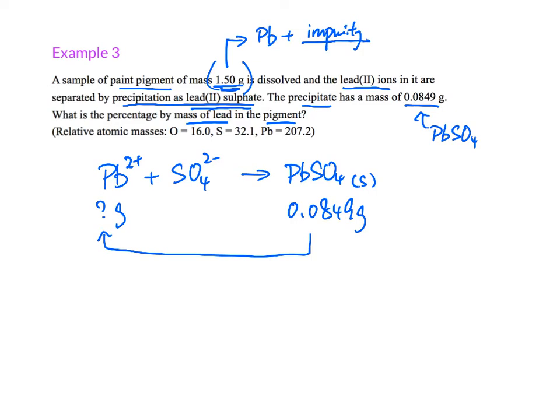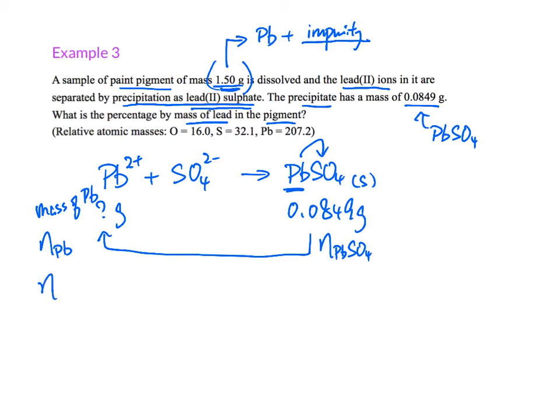So you have two ways to do this. First of all, you can find the number of moles of PbSO4, then find the number of moles of Pb, and then find the mass of Pb. So this is method 1. Method 2, you can find the Pb in the lead sulfate. We use method 1 first.